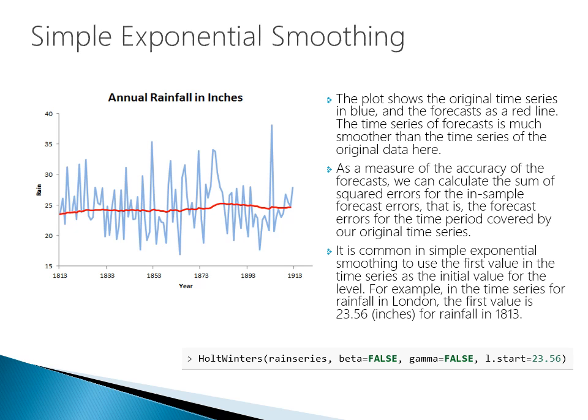It is common in simple exponential smoothing to use the first value in the time series as the initial value for the level. For example, in the time series for rainfall in London, the first value is 23.56 for rainfall in 1813. So when we run our Holt-Winters technique, we see the l.start parameter in the R model, where we're defining 23.56. But when we look at this chart, we see that the line is almost a straight line that cuts through the middle. So between our actual observed and what we're predicting, there's going to be a very large variation using this technique.